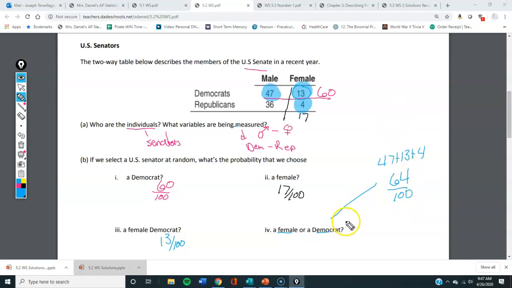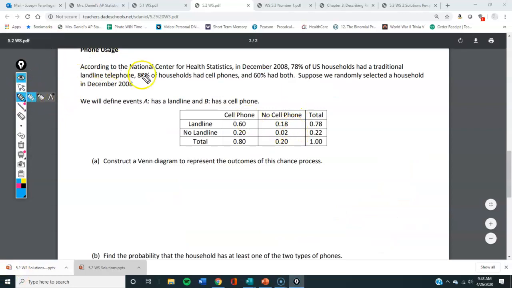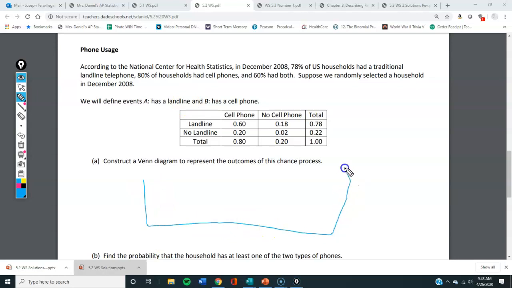Or you could have done it the other way, where you add them up and subtract the overlap. Because I have 60 Democrats plus 17 females minus 13 Democrats who are females. That way I also get 64 over 100. Both ways are fine. You could add, subtract the overlap, or just add them all individually. Whatever way works for you. All right? Guess I told you this was going to be a long one. All right. Read it. Try it. Watch it. Love it. Draw a terrible thing.